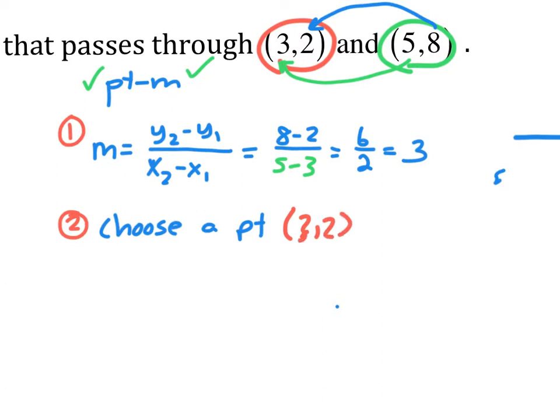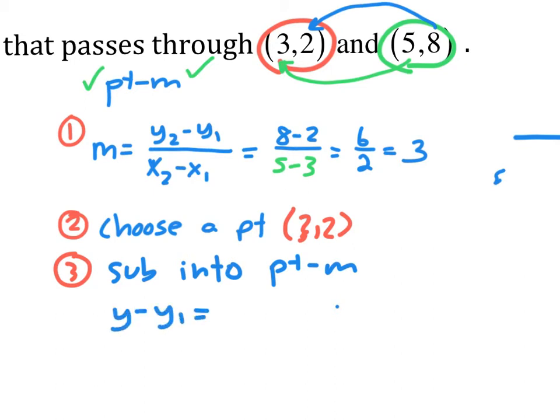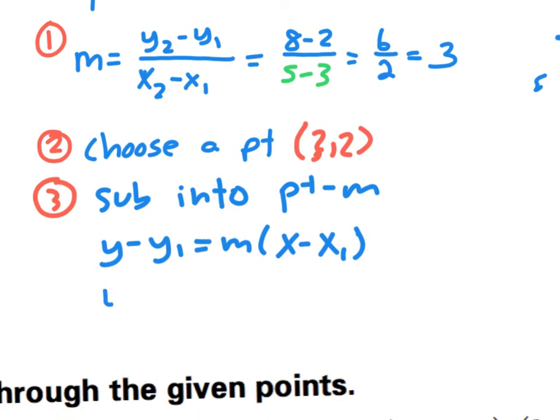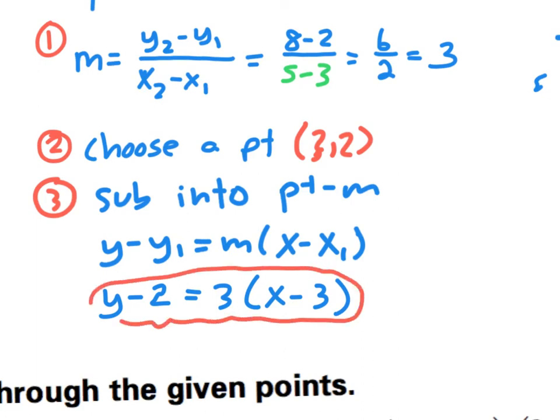All right. And then lastly, we're going to substitute in. We're going to sub it into the point-slope form. Why are we choosing point-slope? Because we have a point and we found the slope. So again, that is y minus y1 equals m times x minus x1, and simplify that. So y minus 2 equals 3 times x minus 3. There's nothing to reduce there. There's nothing to simplify, and I'm done.